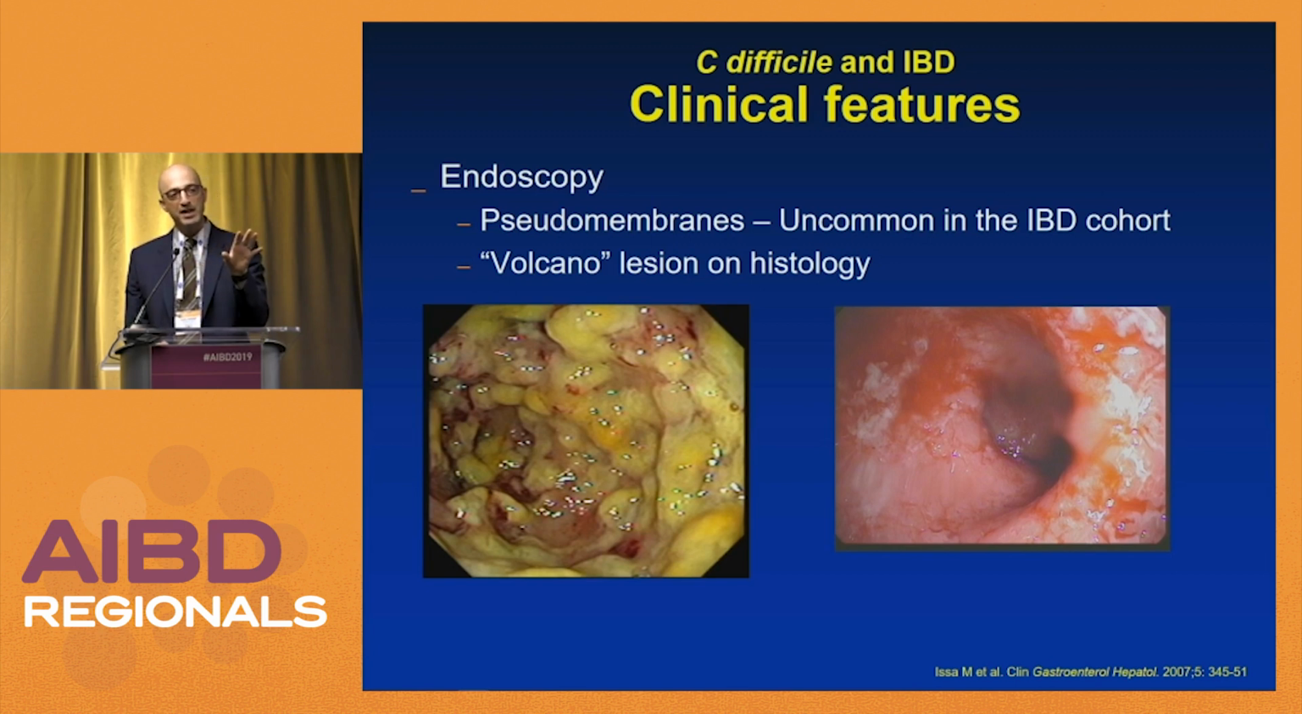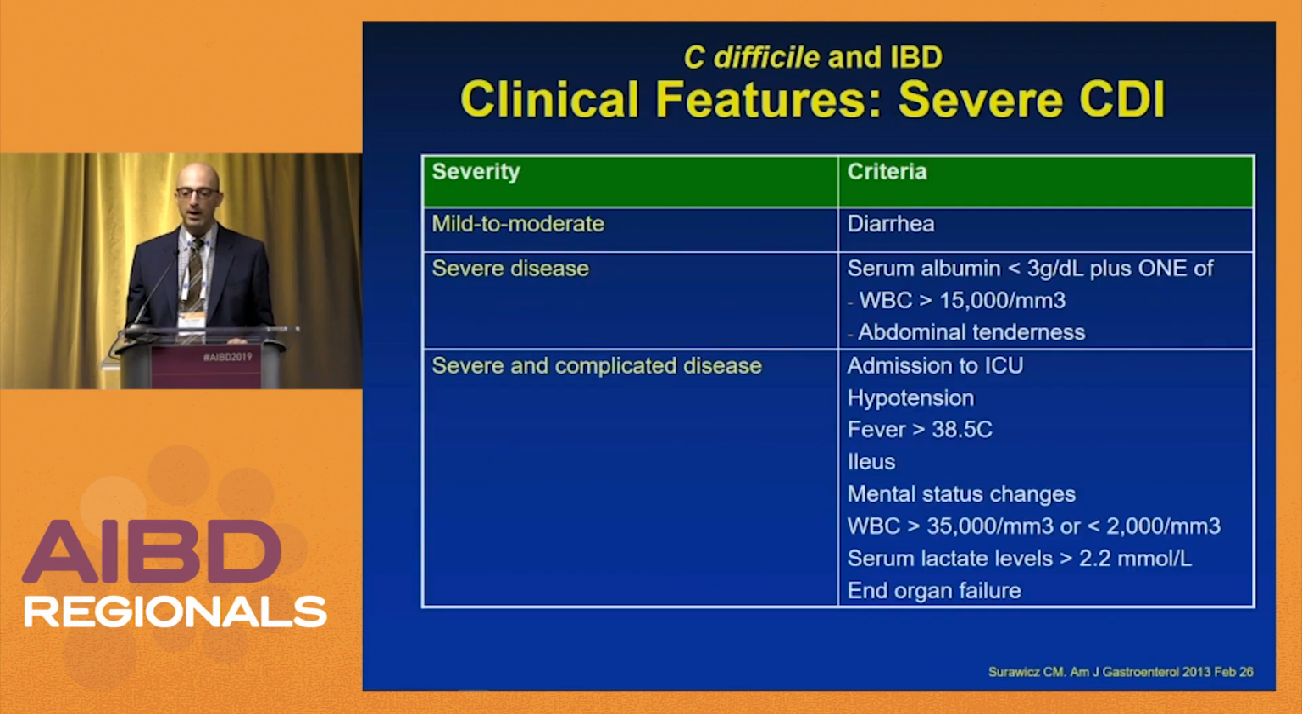I don't have a picture here of the classic histology, but the classic board question is that on histology you'll see this volcano lesion erupting from the epithelium in patients with C. diff, and that can occur with or without IBD.